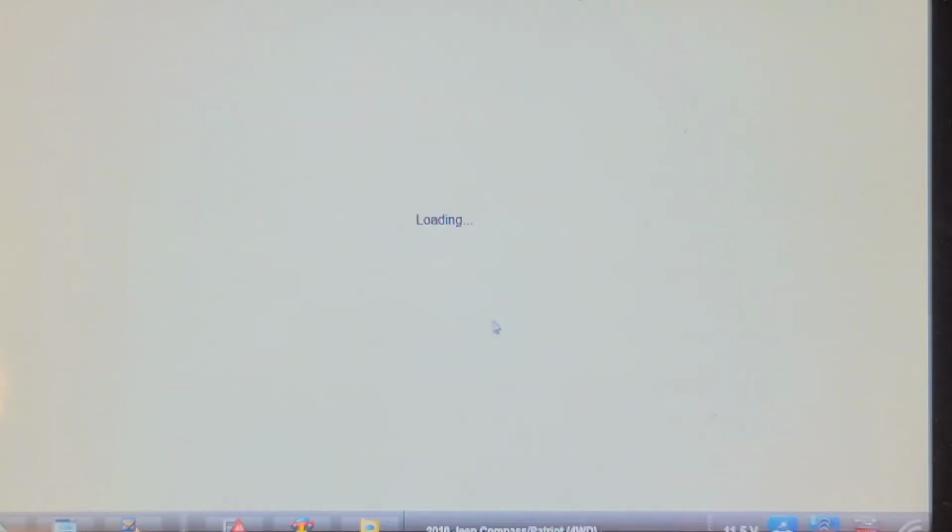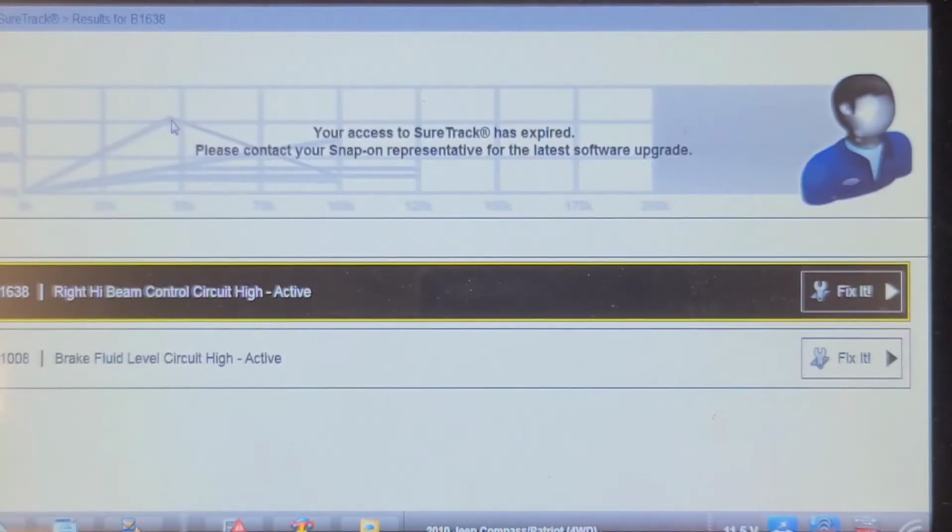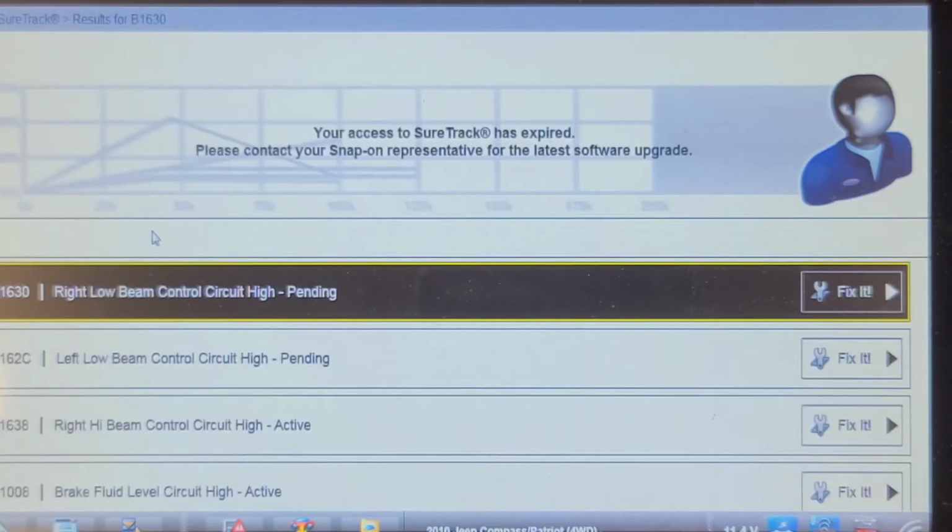Central gateway, TIPM. Let's see what comes back, if anything. Right high beam control, and let's put the low beam on and see. So as soon as I switched to low beam, it created another code. So obviously there's a problem with the circuit.